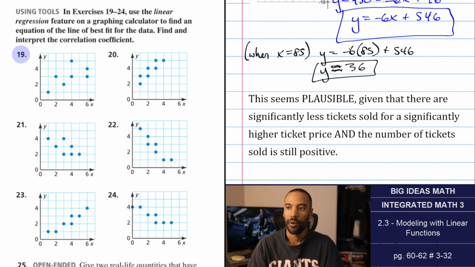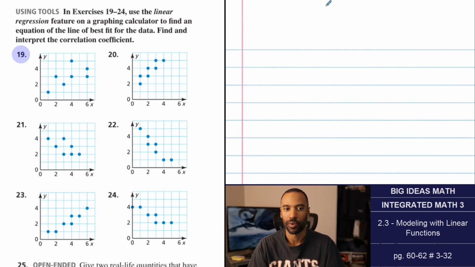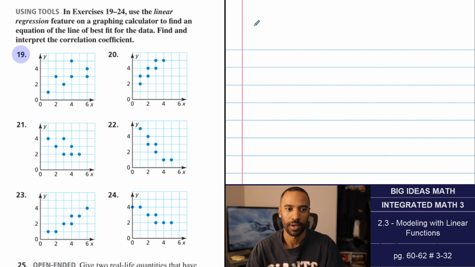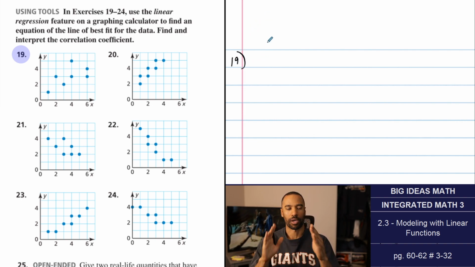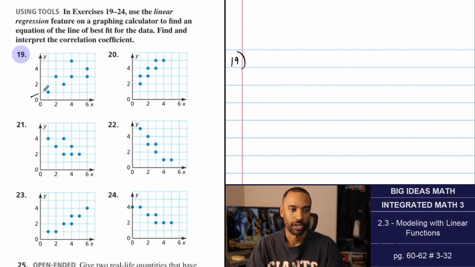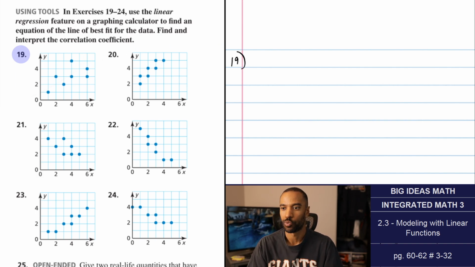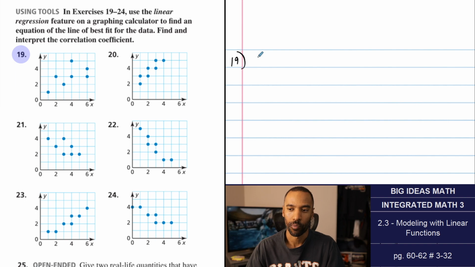Depends. All right. In exercises 19 to 24, use the linear regression feature on a graphing calculator to find an equation for the line of best fit for the data. Find and interpret the correlation coefficient. Okay. We're not drawing the line. The calculator will for us. Boom. But that would be the idea of the line, right? But this time we've got to plug in these points, which means we've got to know what the points are. So I'm going to write out over here what the points are, and then I'm going to type them in.